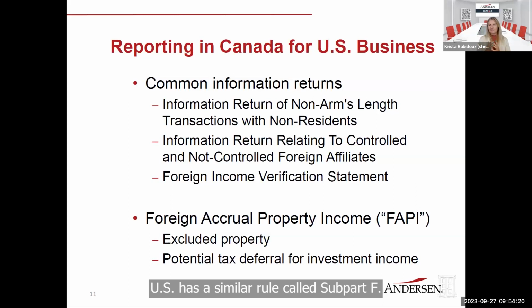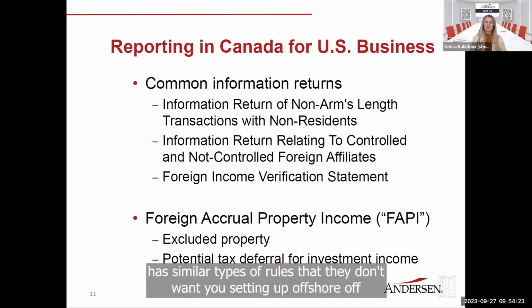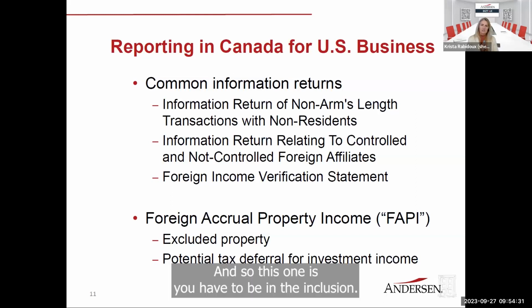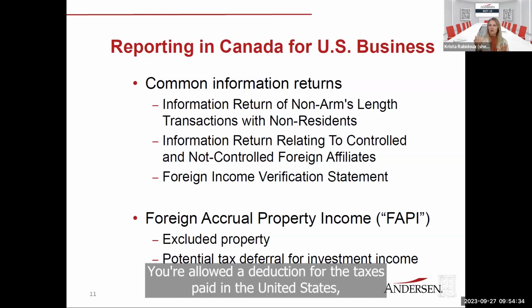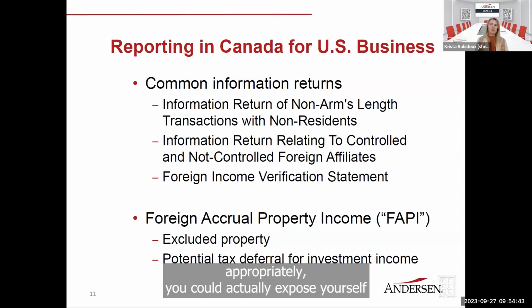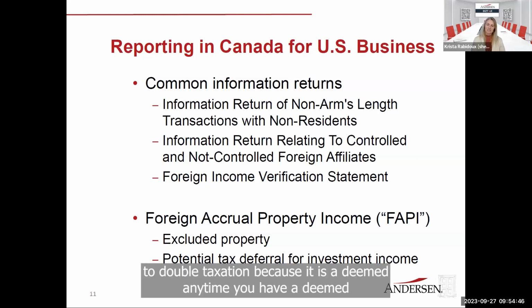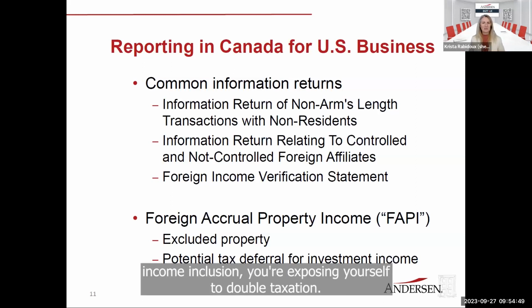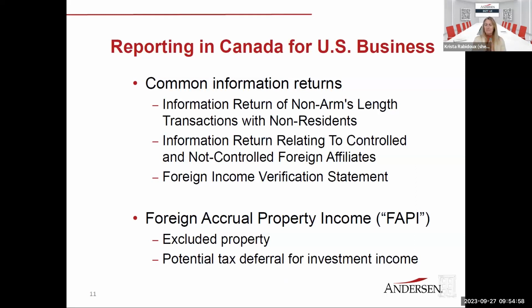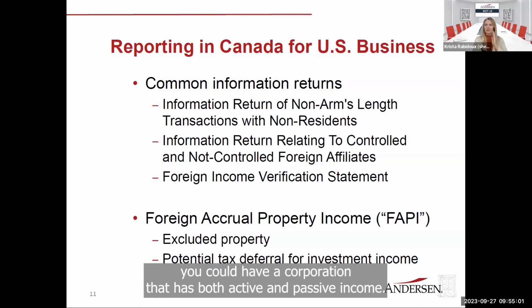The US has a similar rule called Subpart F. So every country has similar types of rules, because they don't want you setting up offshore, out-of-country entities to hold passive income to avoid Canadian tax. So you have to deem the inclusion. You're allowed a deduction for the tax that's paid in the United States, but you really want to manage this one carefully, because if it's not managed appropriately, you could expose yourself to double taxation. Anytime you have a deemed income inclusion, you're exposing yourself to double taxation. So you have to be very careful if you're looking to keep passive income, and you could have a corporation that has both active and passive income.